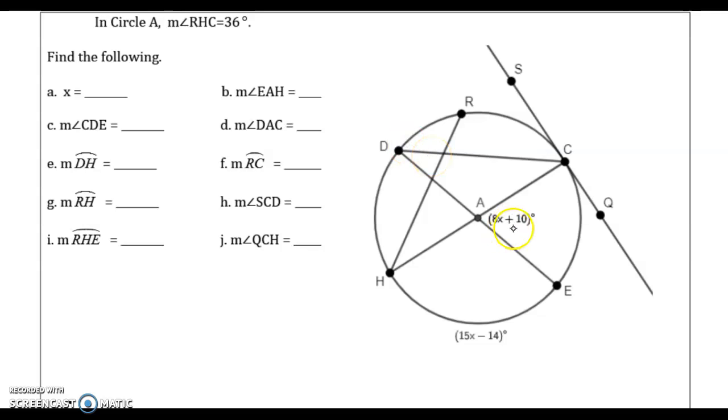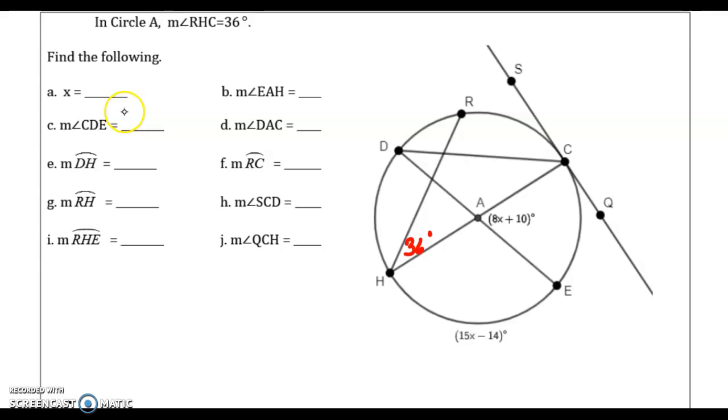We have an expression for a central angle. We have an expression for a minor arc. And we know that 36 degrees is angle RHC. So I'm going to put that in the diagram right away so I can use that later. All right, so I'm going to ask you to find x first.